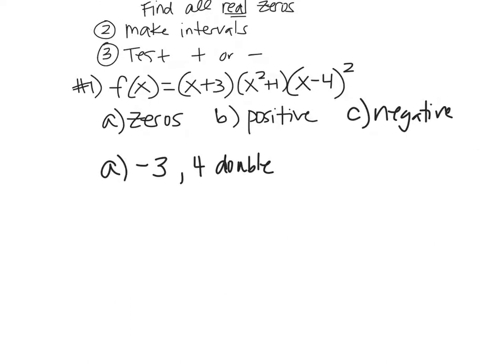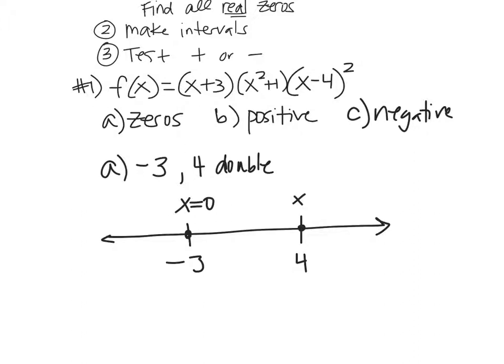So I'm going to make a sign chart. I'm going to plug in negative 3 and positive 4. Now, at those points I get a value of y equals 0. Those are our zeros. I don't want to write x equals 0. Do I? I don't think so. There we go. Corrected my mistake. Okay, so negative 3 and positive 4.